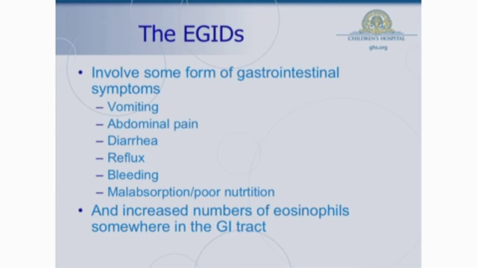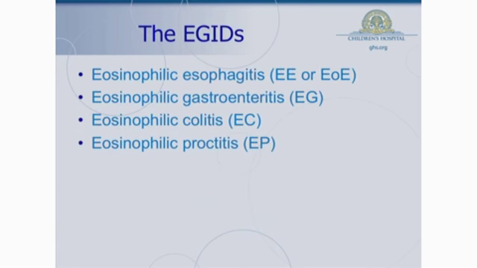I'm going to break down the EGIDs into four main categories for the purpose of this talk. There's Eosinophilic Esophagitis, that people will call EE or EoE sometimes. There's Eosinophilic Gastroenteritis, which people will sometimes call EG or sometimes EOG. Eosinophilic Colitis, or EC, and Eosinophilic Proctitis, or EP, which gets talked about a lot less, and I'm just going to talk briefly about that one little aspect as well.